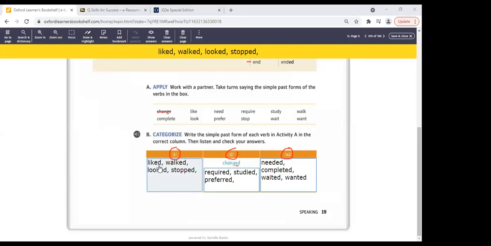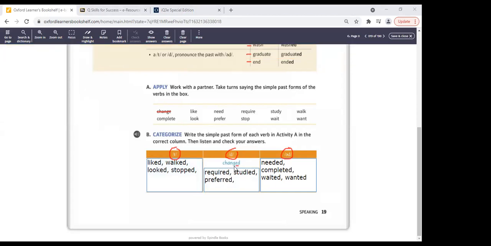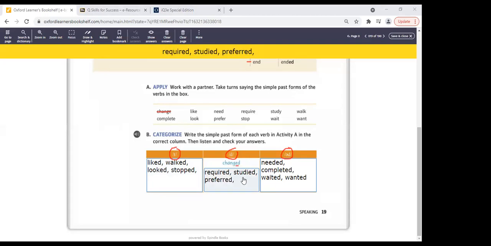Liked. Walked. Looked. Stopped. Changed. Required. Studied. Preferred.